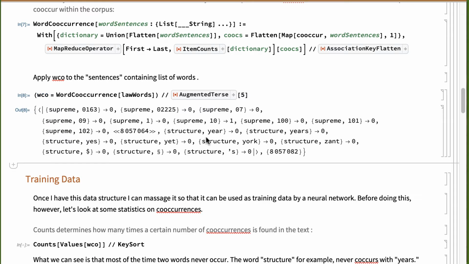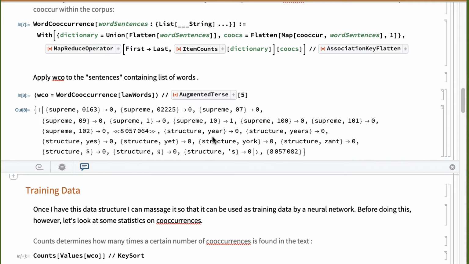All right, well, that actually took 3 or 4 minutes, but we're back, and you can see that it did have to find 8 million possible pairs, so you can understand why it might take a while. And most of them are zeros. It didn't find any combination of structure and years or structure and Zant. Did find supreme and 10.